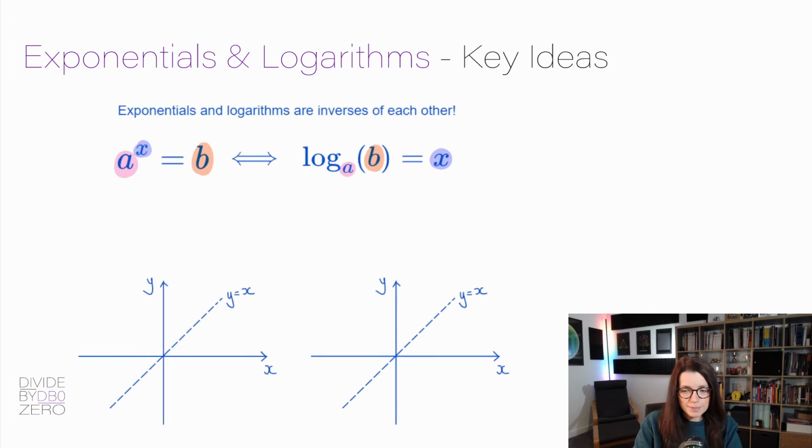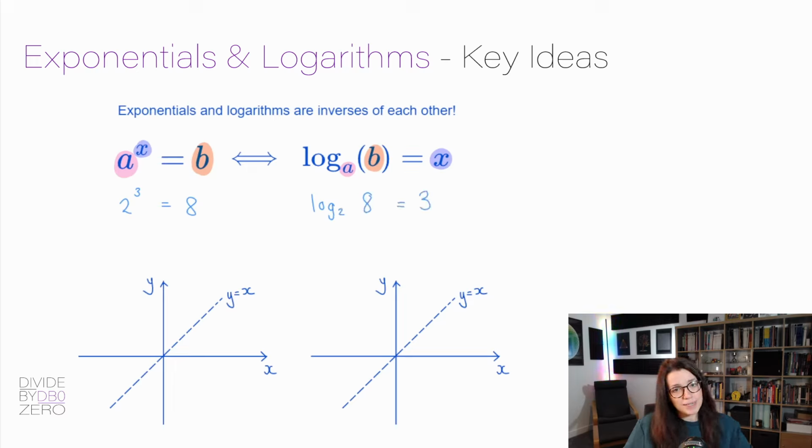The next idea we need to be aware of is that exponentials and logarithms are actually just inverses of each other. So if we've got a to the power of x is equal to b, then another way of saying this is that the log base a of b is equal to x. This is basically the definition of a logarithm. So as an example, if we know that 2 to the power of 3 is equal to 8, we can also say that log base 2 of 8 is equal to 3.